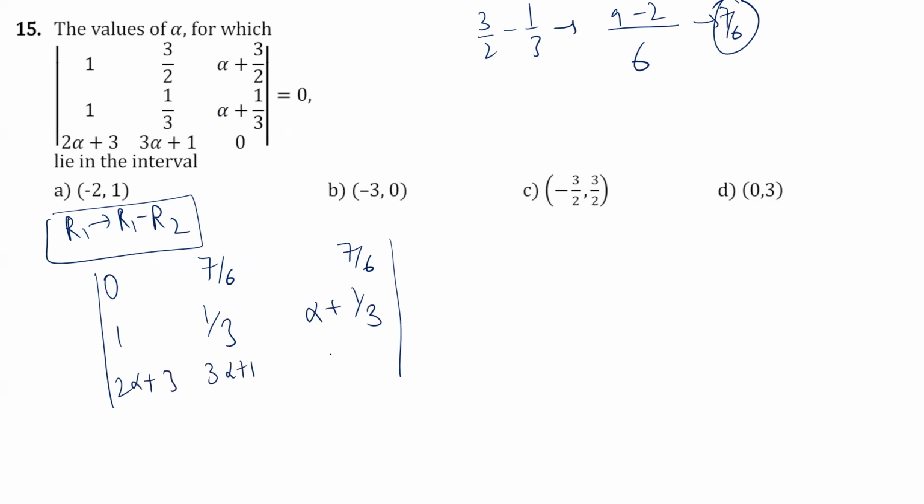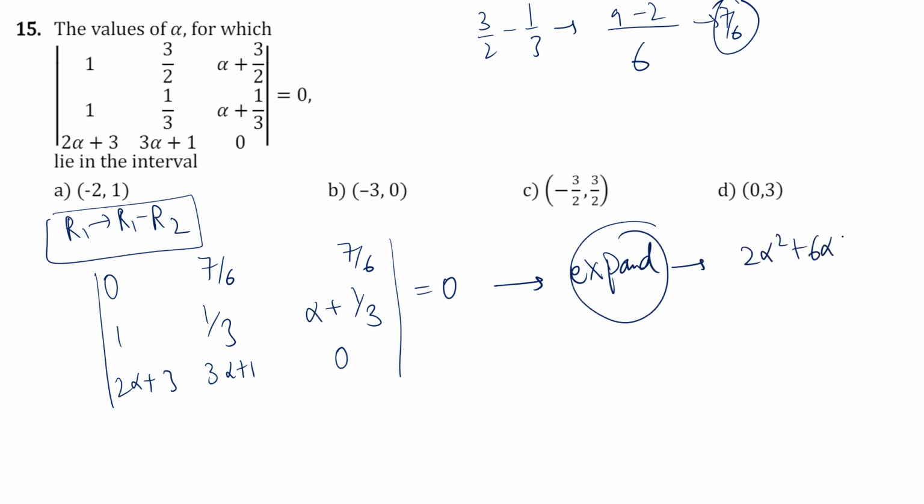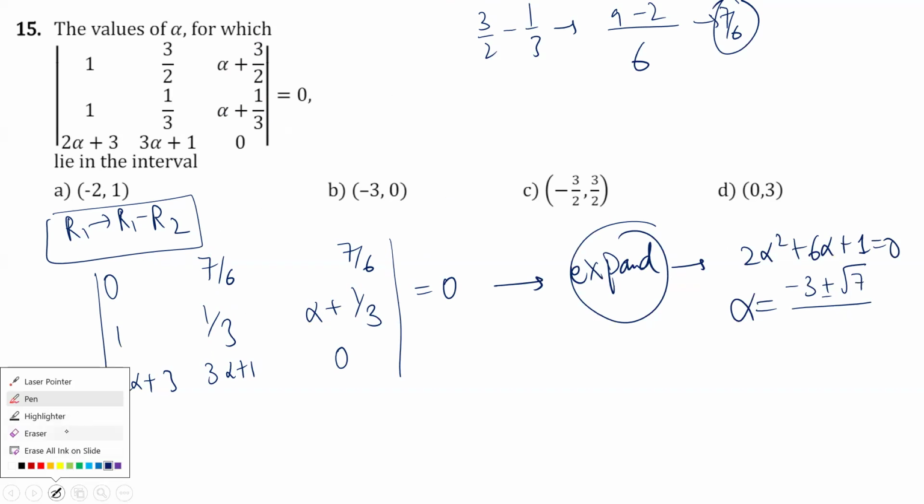So like this, you can apply operations like we learned in the class. And from there, you will get this equation in alpha. Finally, when you expand after doing some more operations, you will get one equation that will be 2 alpha square plus 6 alpha plus 1 equals 0. From here, you can find alpha using the quadratic formula. I will write the roots differently.